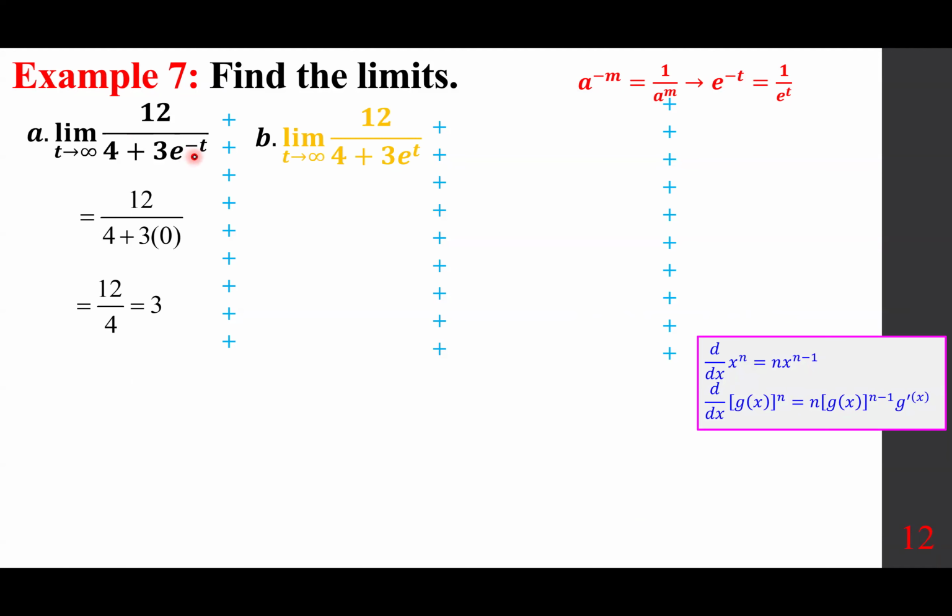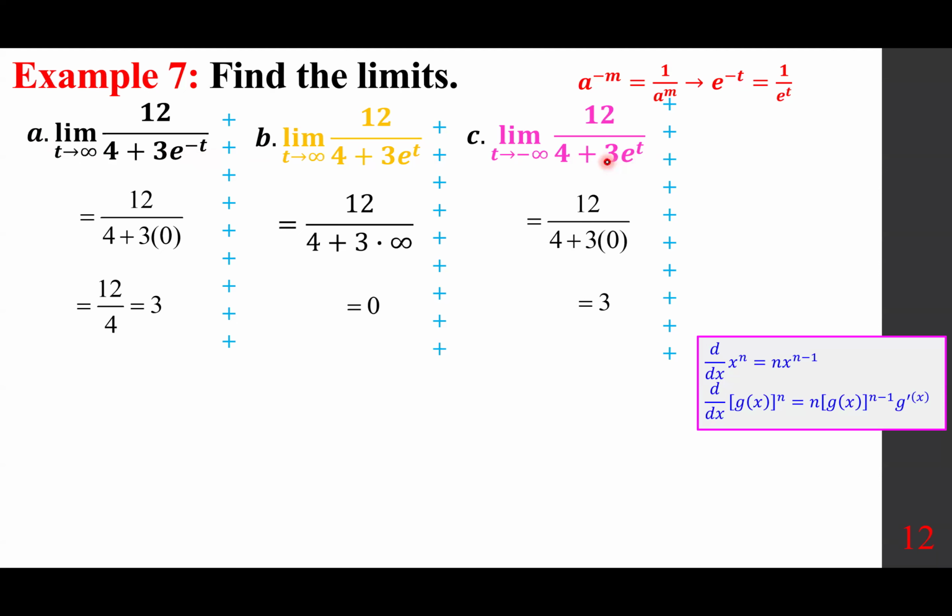In this case, if you plug in infinity, you get infinity in the denominator, and the result is 0, no matter how big the numerator is. And in this case, everybody, because t is approaching negative infinity, part c is identical to part a, where t approaches infinity. So e to the power minus infinity becomes 0, so 12 over 4 or 3 is the answer.